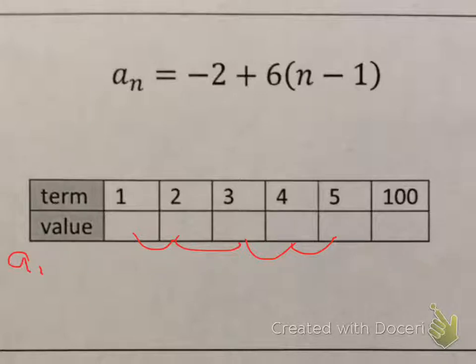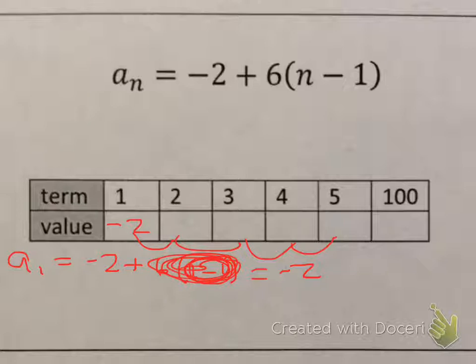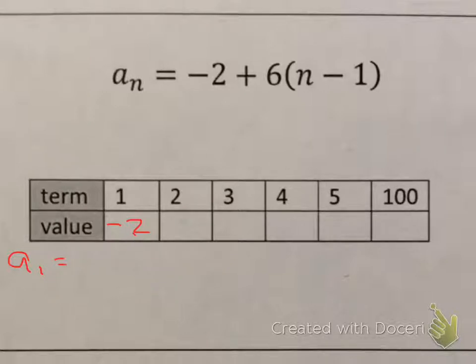So my first term is found by substituting 1 in place of the n. So 1 minus 1. That's going to be 0. 0 times 6 is 0, so a big fat 0 there, and I get negative 2 for my value that I substituted in for the first term. So the first term is 2.